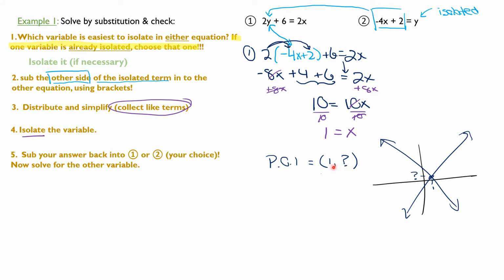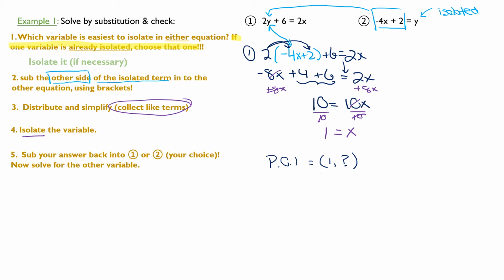So all I've got is the x value of the point of intersection. I don't know the other, and this graph isn't right, of course. I don't know what the graph should look like. I'm going to erase that. But what I've found so far is the x value of the point of intersection. Now I need the y value. So let's do step 5. I'm going to sub that into whichever one I choose.